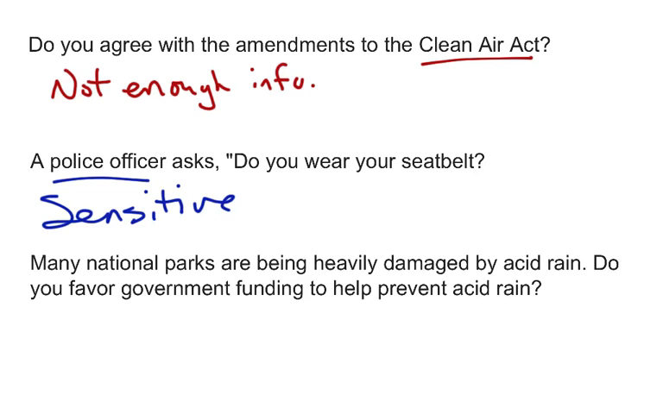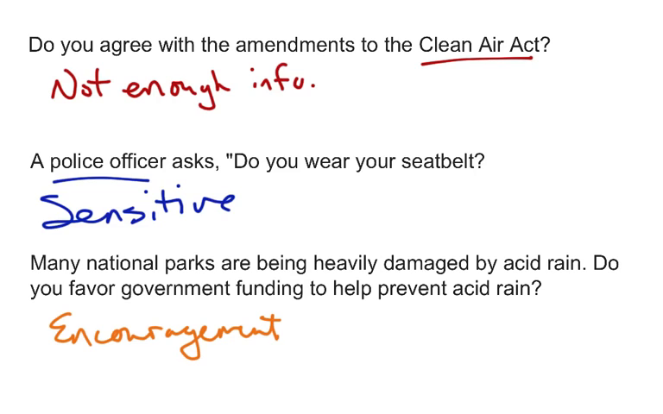Maybe it's good. But we look at it more closely: many national parks are being heavily damaged by acid rain. Do you favor government funding to help prevent acid rain? Well, this is one of those situations where the question kind of encourages one response. And the reason for that is this first sentence: many national parks are being heavily damaged by acid rain. If I tell you that first and then ask you if the government should fund that, it's kind of introducing that little level of guilt, saying, hey, you're kind of a bad person if you don't say it my way.